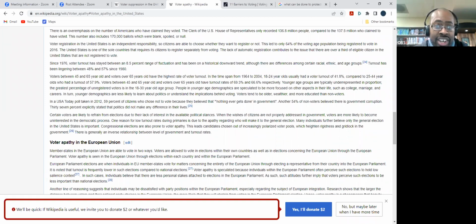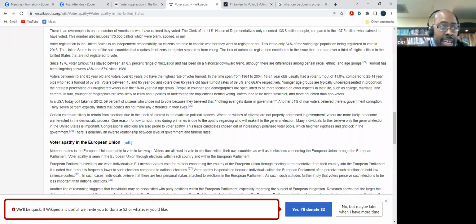People in younger age demographics are speculated to be more focused on other aspects of life, such as college, marriage, and career. In turn, younger demographics are less likely to learn about politics or understand the implications behind voting. Voters tend to be older, wealthier, and more educated than non-voters.